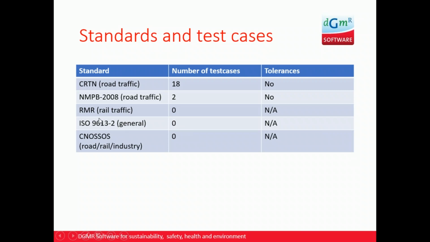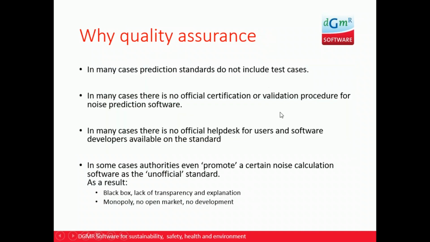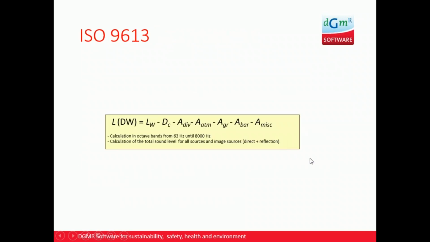Like the ISO 9613, like the RMR, like the Knossos, they do not have test cases. Only the CRTN has 18 test cases, and the NPB 2008 had two test cases. So it's a very poor result if you look at such calculation standards that are used very often. So you need quality assurance, of course. Also how to interpret all kinds of formulas.